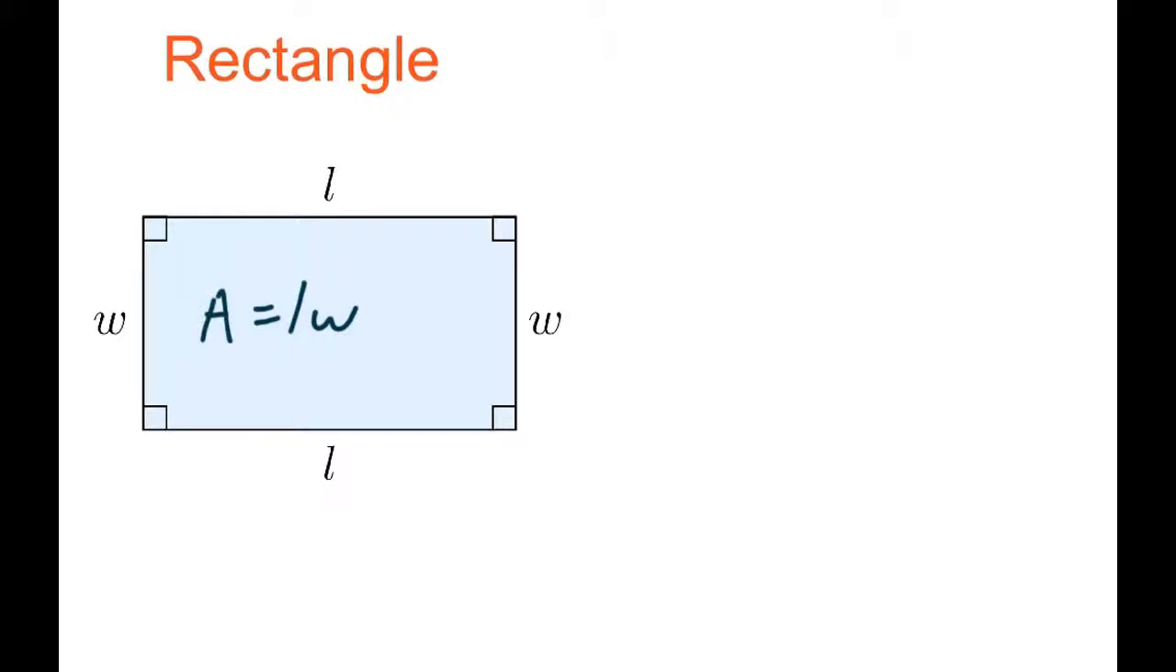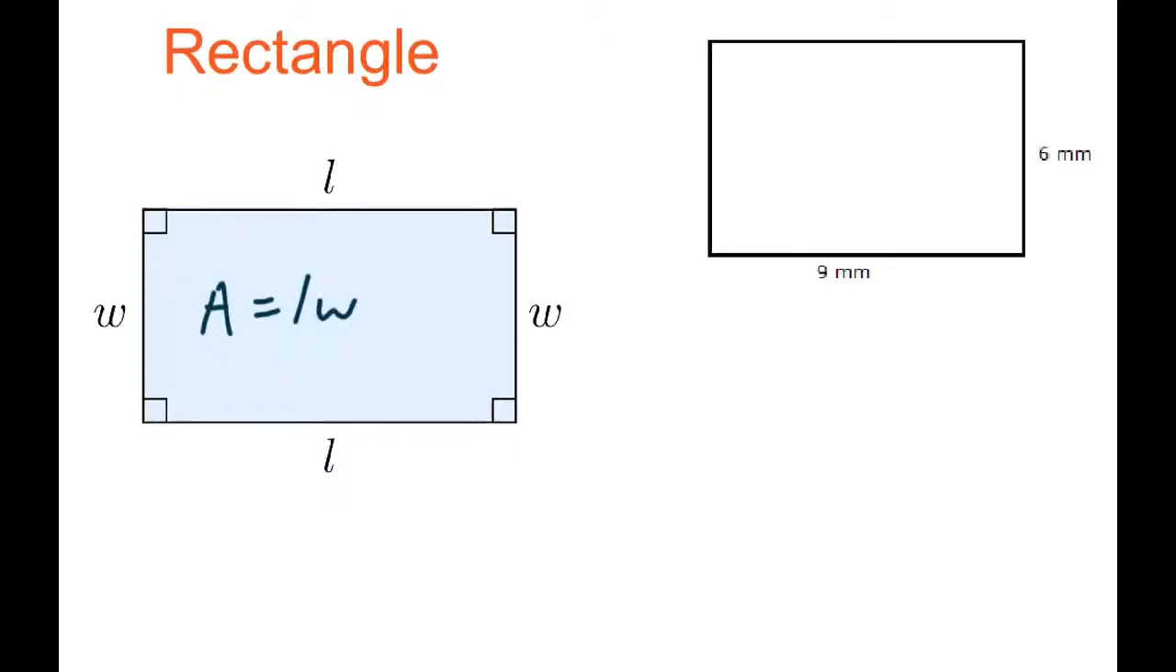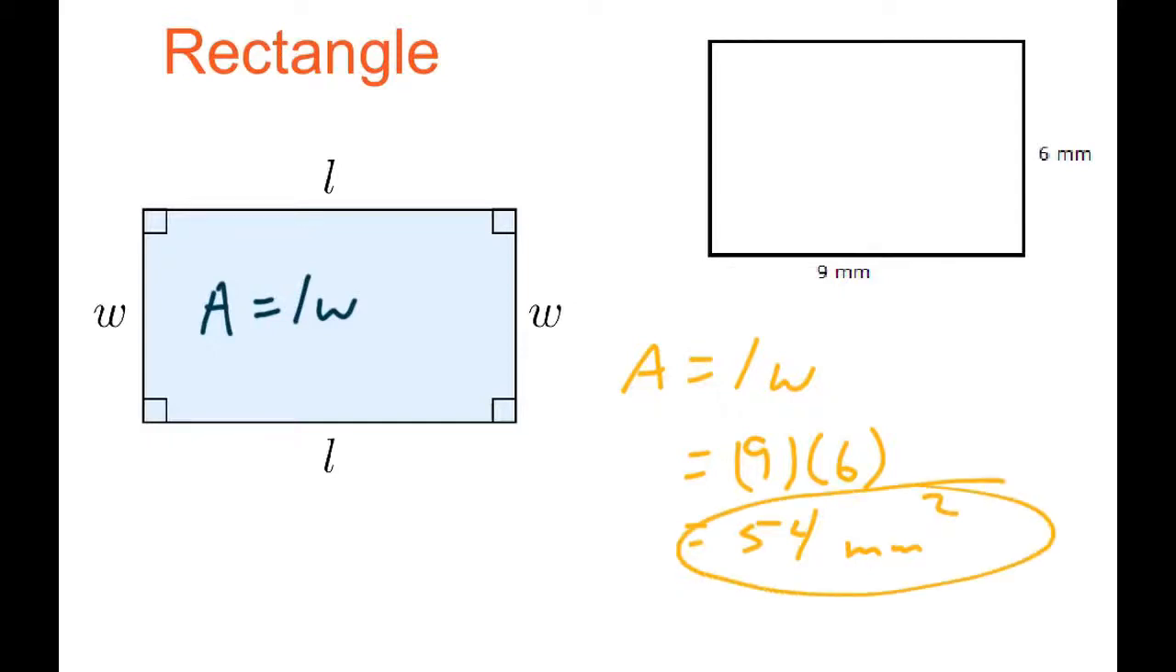Alright, now we have a rectangle. Formula for area of a rectangle is length times width. So here we have a rectangle. We have a length and width of 9 millimeters and 6 millimeters. So I'll write our formula. Area equals length times width. And it doesn't really matter which one you consider the length or which one you consider the width. 9 times 6 is 54. Don't forget our units. Millimeters and area always to the second power. 54 millimeters squared.